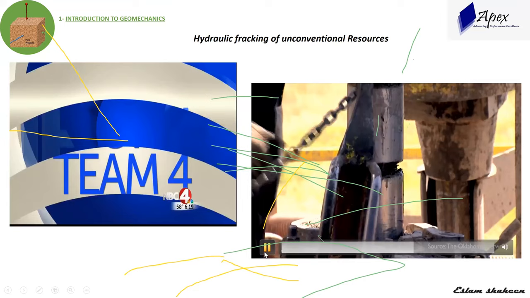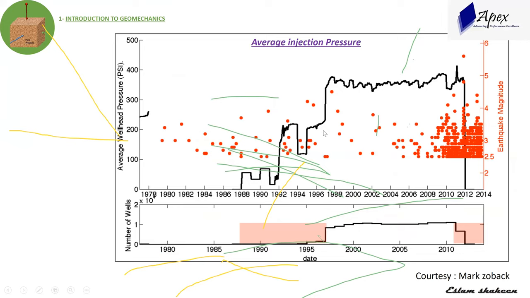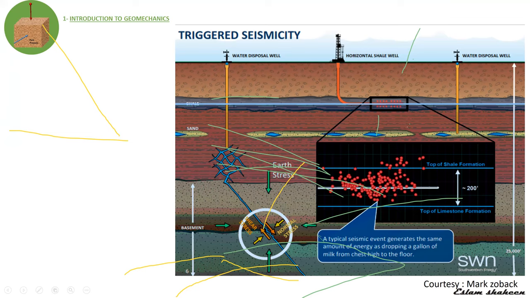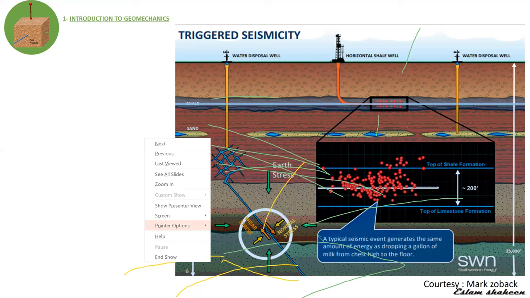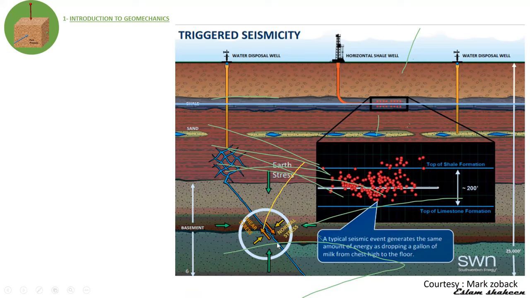Okay, let's go through the use of geomechanics in hydraulic fracking. How geomechanics will help in hydraulic fracking. Many of you know, hydraulic fracking is a process to frack the oil shale and then produce gas and oil from unconventional oil shale or oil reservoirs. So injection water or water disposal wells are being used. This well is used to pump water at a very, very high pressure in the oil shale to frack this oil shale.